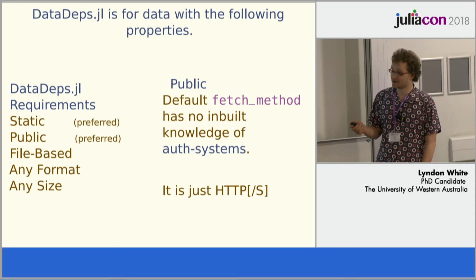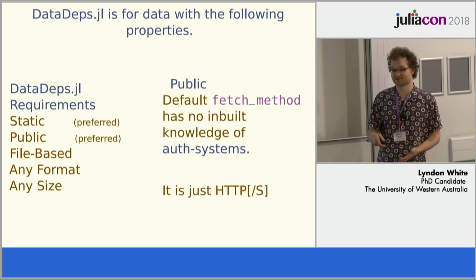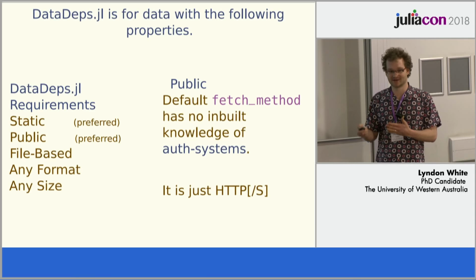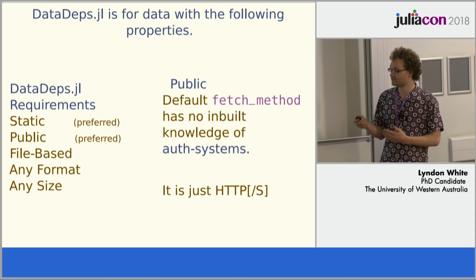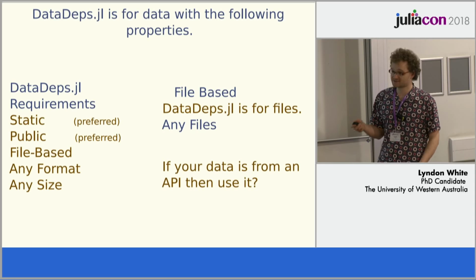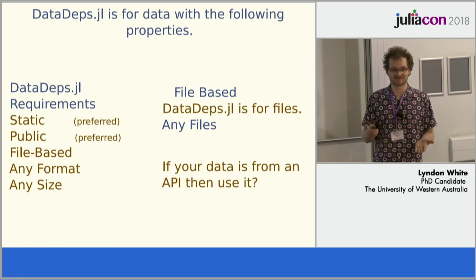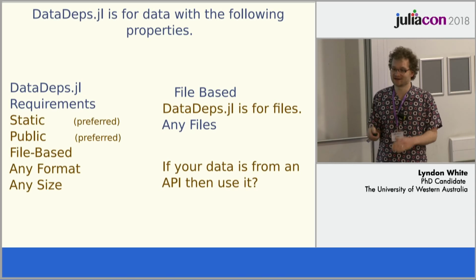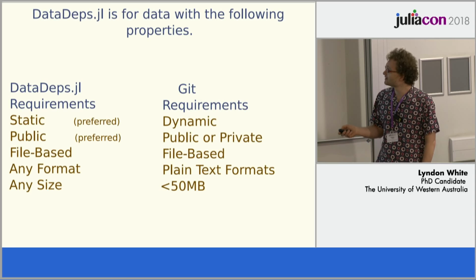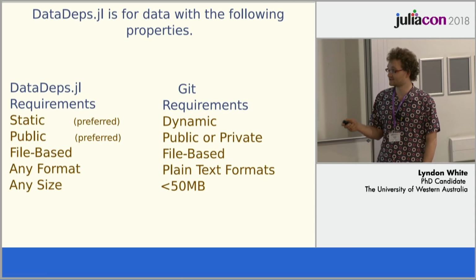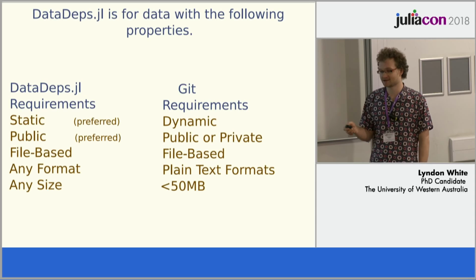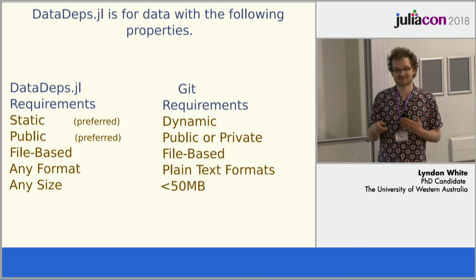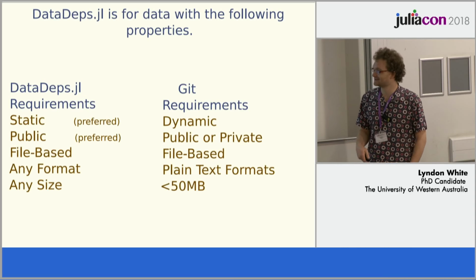It assumes the data is public. The default way of fetching the data is to just download it. It doesn't know anything about logging in and authorization. We do have workarounds and other systems to do that, which we can talk about in a bit. It assumes the data is file-based. If your data is coming from some streaming web API, then use your streaming web API. You don't need DataDeps. It's not for that. We can contrast that to Git. So Git assumes data is dynamic. Any mechanical engineer will tell you that statics is just a special case of dynamics.